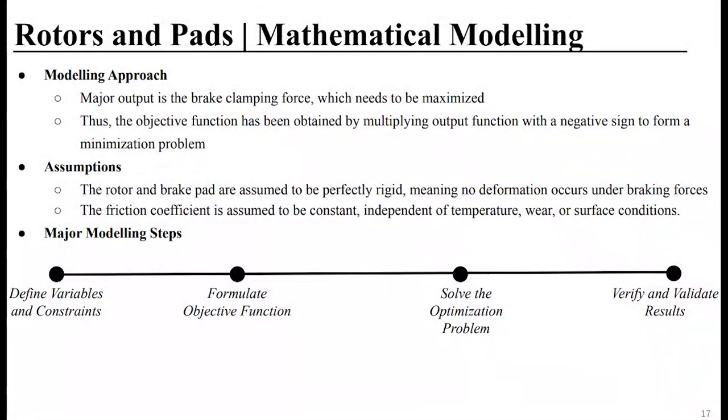In this slide, the mathematical model is shown. The primary output is the brake clamping force, which needs to be maximized. To optimize this, we have to simply find the absolute highest possible value of FBC and multiply it by -1 to obtain a minimization problem. We are assuming an ideal scenario where the components remain in relative rigidity with respect to each other, and that the coefficient of friction does not change when the temperature changes during the rotor pad contact.